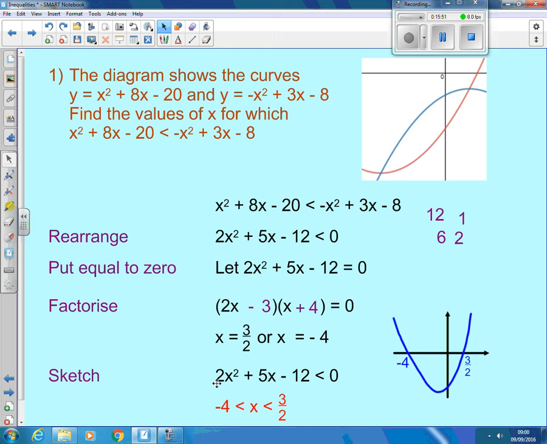Notice it's a strict inequality. 2x squared plus 5x minus 12 is less than 0 between minus 4 and 3 over 2. But alternatively, what I could have done is I could have said, let's look here. That's going to be minus 4, that's going to be 3 over 2. Where is the red curve, the one that's right way up, below the blue curve? Well, it's in between the two, and in between the minus 4 and 3 over 2, again, minus 4 less than x less than 3 over 2. So it doesn't matter which of the sketches I use.